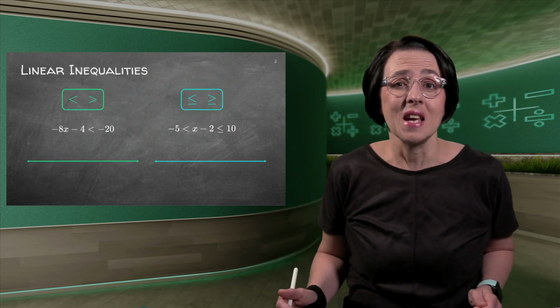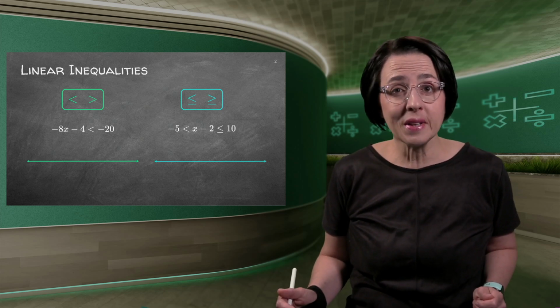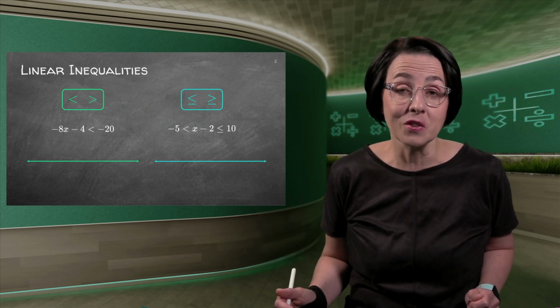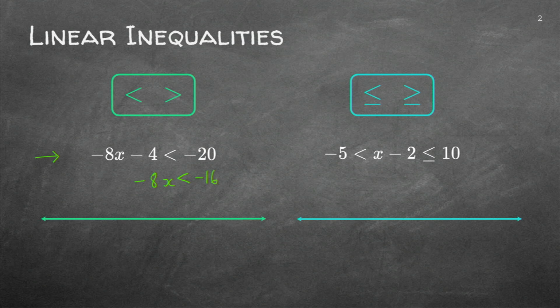At this point, I am going to assume that you know how to solve a linear inequality. If you don't, please do the lesson on linear inequalities first before you take it from here. So let's start with the one on the left-hand side. In order to solve this inequality, we say that minus 8x is less than minus 16. Because we have to divide by minus 8, we reverse our sign and we have x is greater than 2.